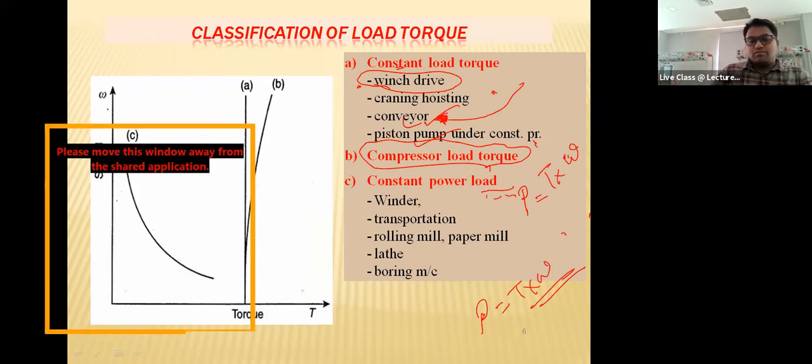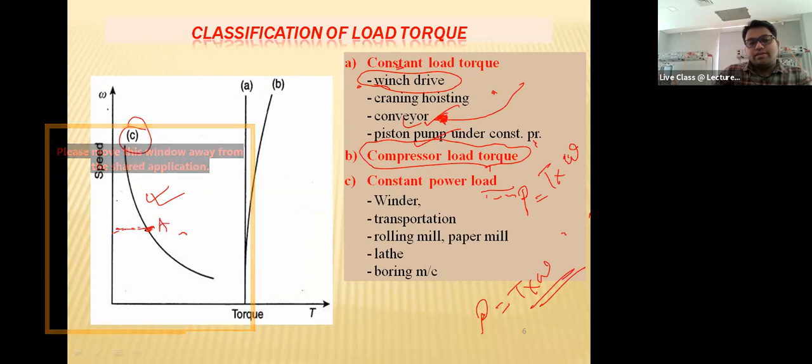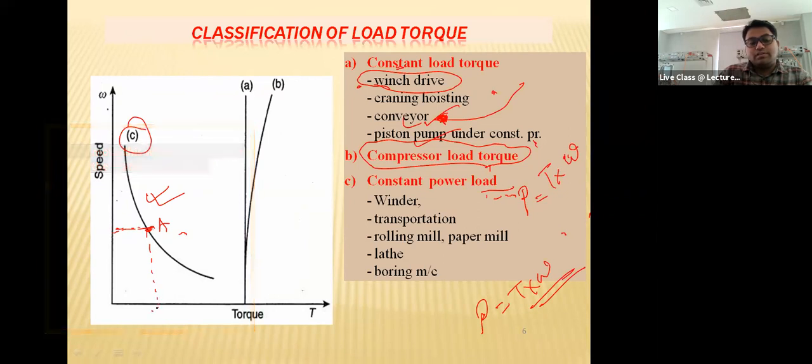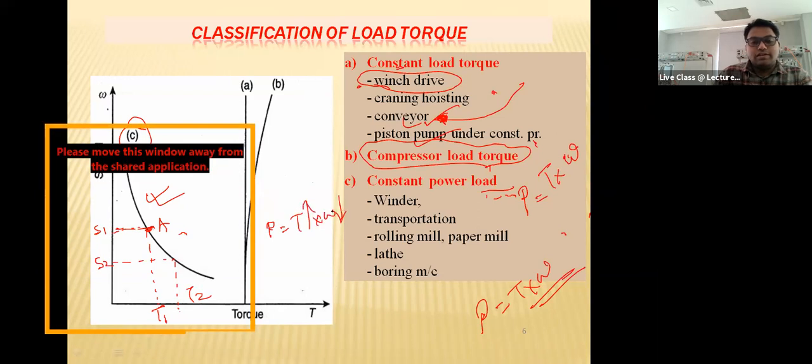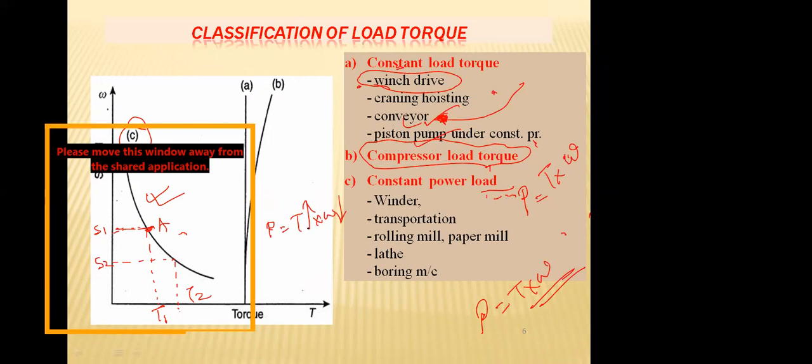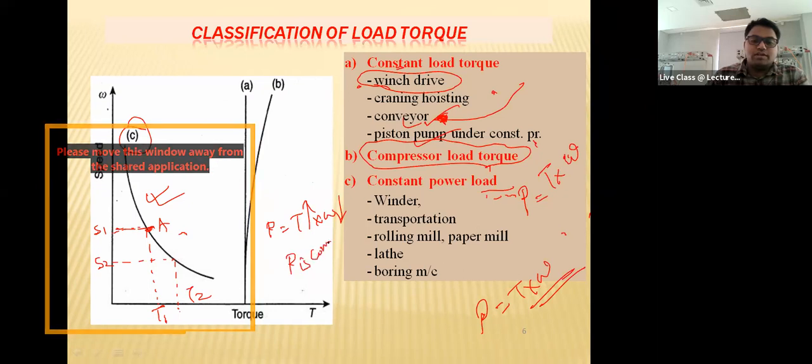Okay, so how is the power constant here on the graph C? If you see this graph, you will have power equals torque into omega. So see, if the torque is T1 and the speed is S1, say. Now if you increase the torque, the speed will obviously decrease. So don't you think if the torque is increasing, the speed is decreasing and vice versa? Yes, please, sir. So that is why this power is constant. Power is constant for this.